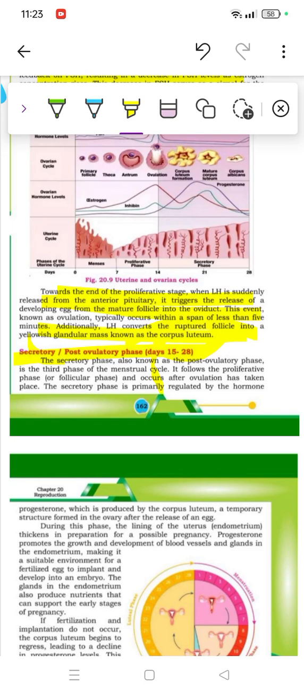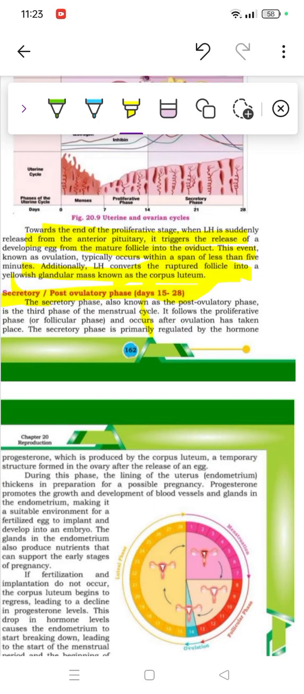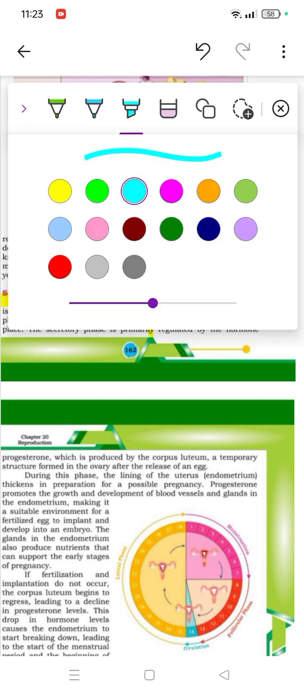Then comes the secretory or post-ovulatory phase, which is day 15 to 28. Let's give an overview. Otherwise, I'll come with another last video for the menstruation cycle, which would be an entire overview of everything we have studied about this topic. So I would suggest you watch that.